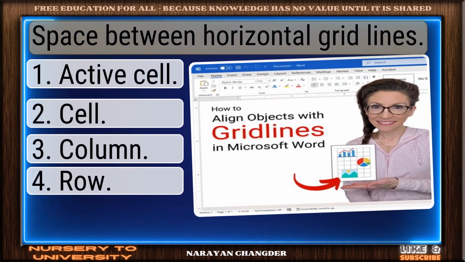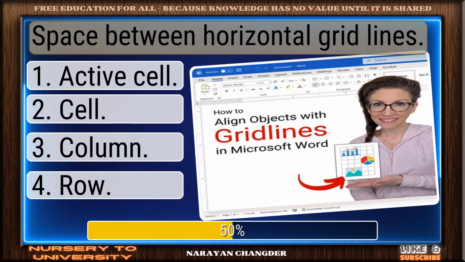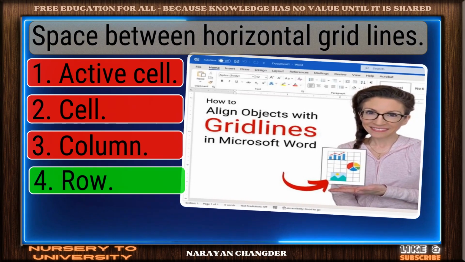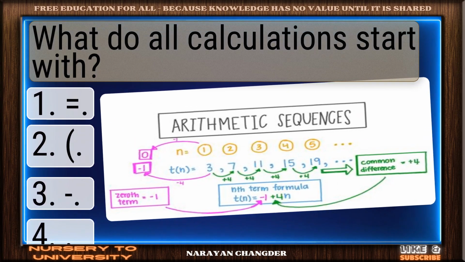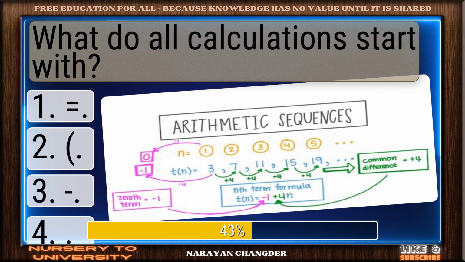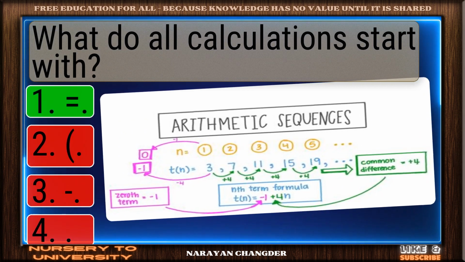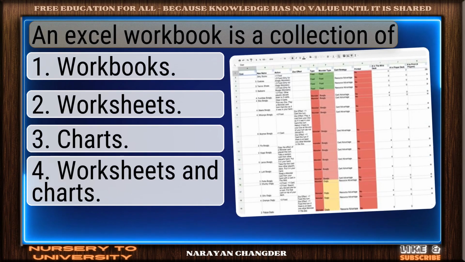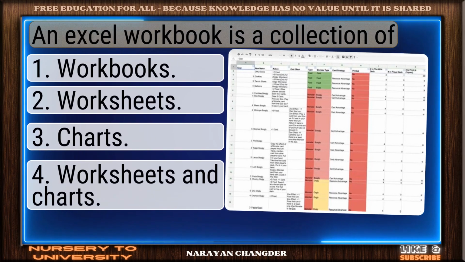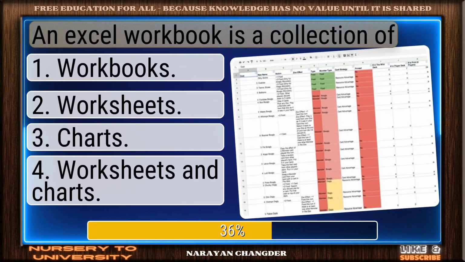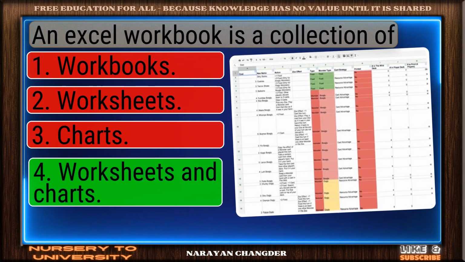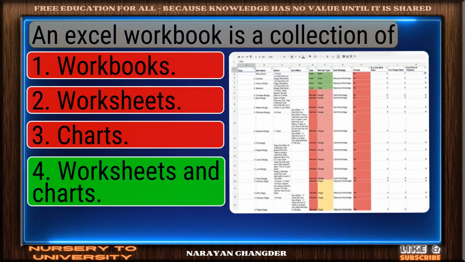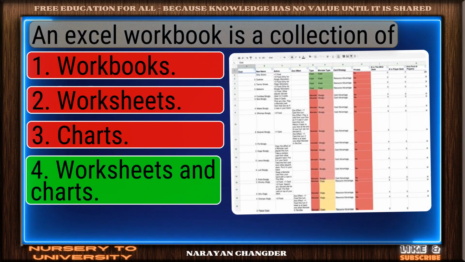Space between horizontal grid lines. Right choice. Row is the best answer. What do all calculations start with? Perfect. Equal to is the correct choice. An Excel workbook is a collection of. Exactly. Worksheets and charts make sense, and it is right choice.